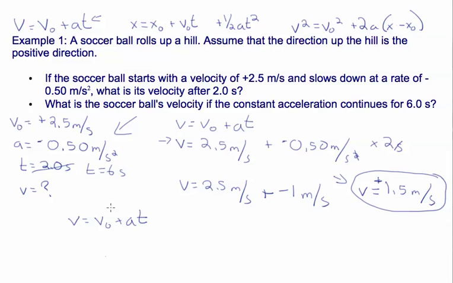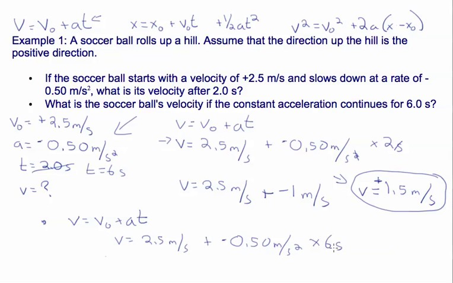So for the second one, we've got the velocity equals 2.5 meters per second plus negative 0.5 meters per second squared times 6 seconds. And this time I'm not going to show out all the algebra. I'm just going to put an answer.